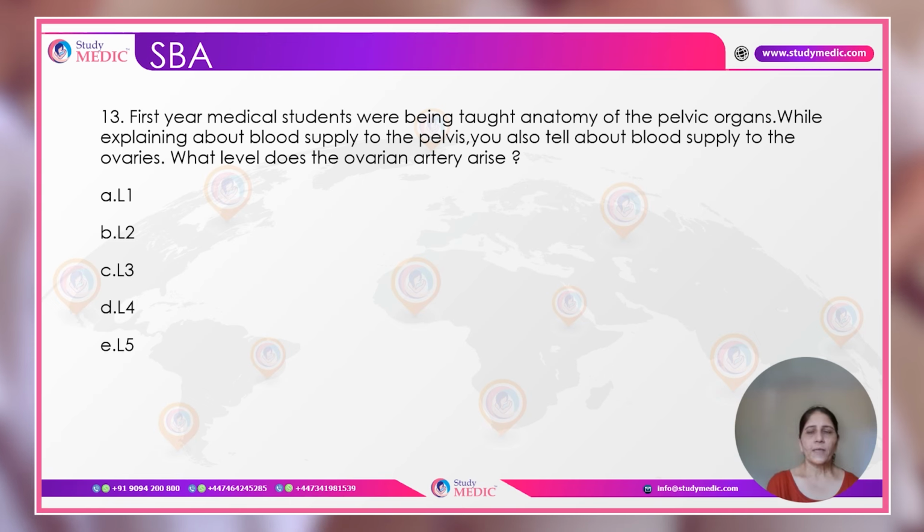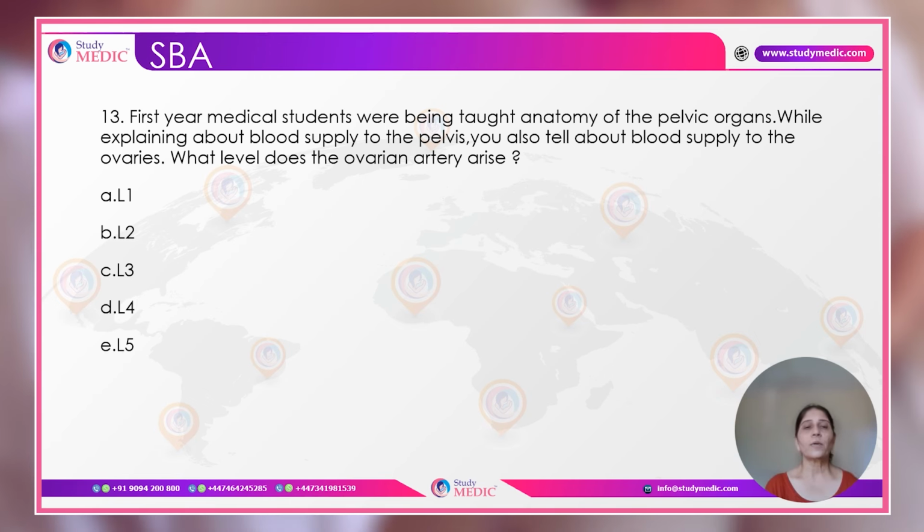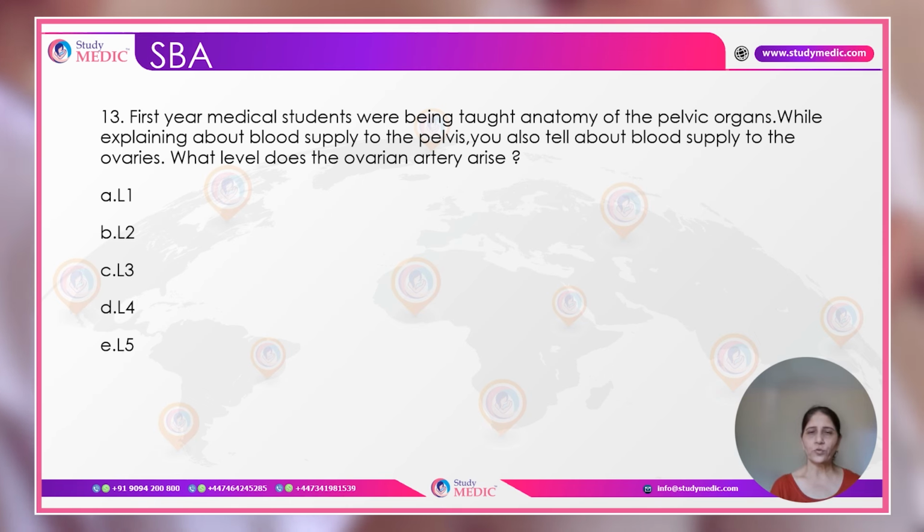Another direct question asked is about the blood supply, or where do the ovarian arteries arise. One thing you have to know is that ovarian arteries are direct branches from the aorta, or it could be gonadal arteries. In general, you can say that gonadal arteries are direct branches from the abdominal aorta. So the question is, from where do they arise?